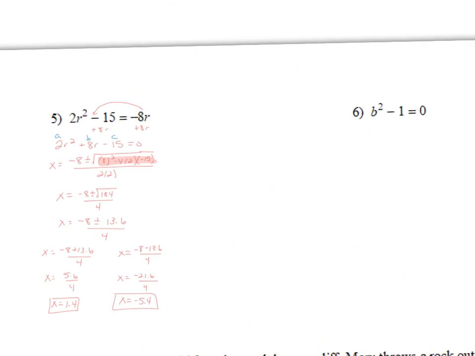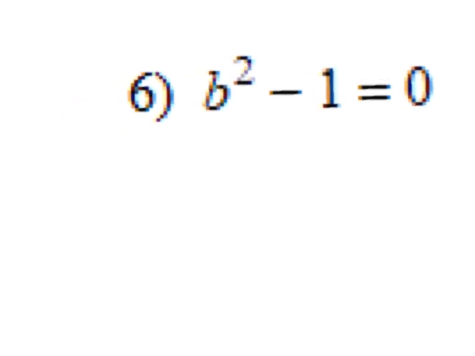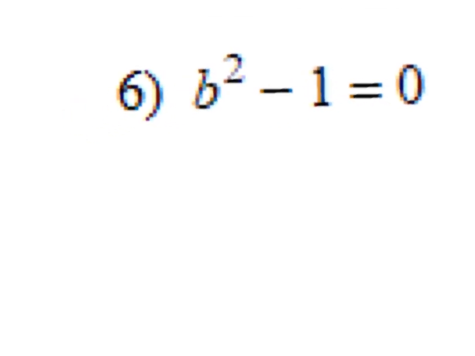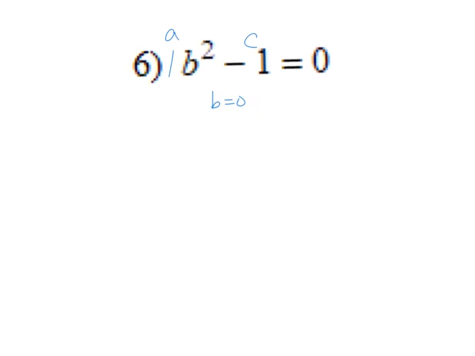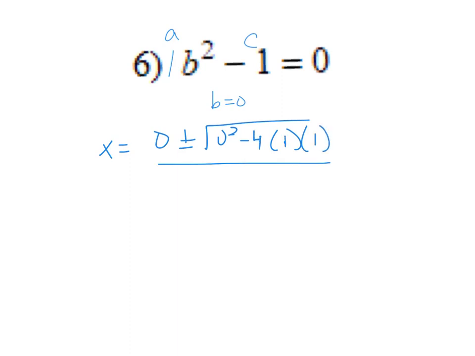Okay, on this one, the b in the middle is missing, so 1 is your a value. Your b value will be 0 here because it's missing, and then negative 1 will be your c value. Okay, so x equals the opposite of b. Well, the opposite of 0 is still just going to be 0, plus or minus the square root of 0 squared minus 4 times a times c. Divide by 2a, or 2 times 1.